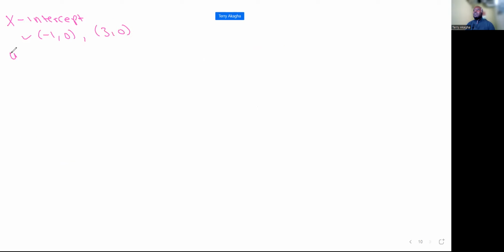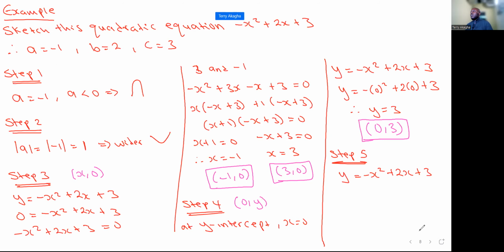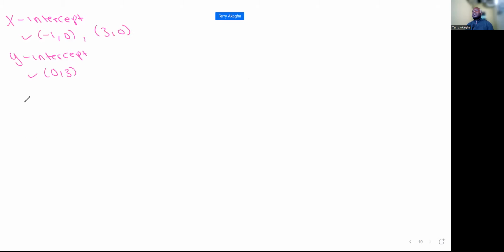So the y-intercept, okay, is what? 0 and 3. And also, we have the vertex, which was step 5. The vertex was 1 and 4. All right, so we've done that. So let's sketch it now.